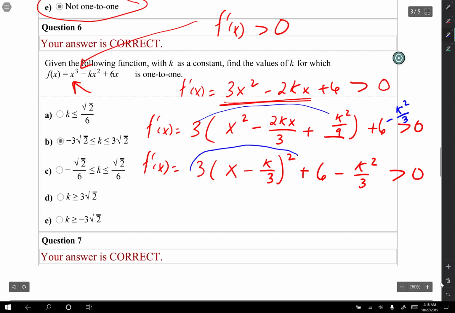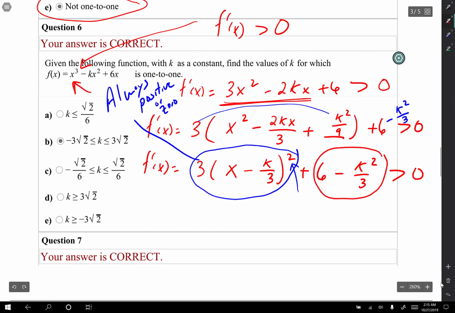This that I'm circling is always positive. So I don't have to focus on that. It's always positive or 0, I guess. You can be a 0. But it's always positive because of that squared. So I turn my attention to this right here specifically that I circled in red. I need that to be larger than 0. So I write 6 minus k squared over 3, and I need that to be larger than 0, because it's possible for what I circled there in blue to be 0, right?